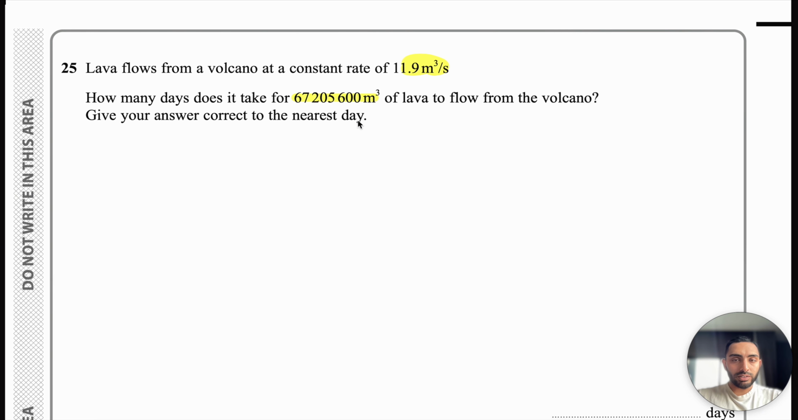Because it wants it correct to the nearest day, and this is in seconds, I want to figure out how much lava is flowing from the volcano every day. So in seconds, I've got 11.9 meters cubed per second. I want to convert that into minutes, so I would multiply that by 60. I'd multiply it by 60 again, because there's 60 minutes in an hour, to convert it into hours. And then I would multiply it by 24, because there's 24 hours in a day. If I do all of this, this will tell me how much lava is flowing every day.